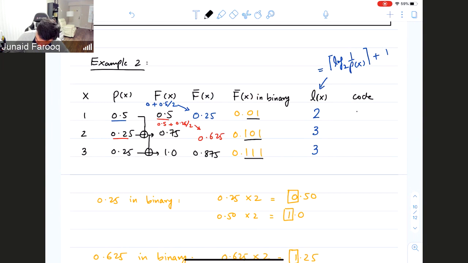So we just pick the two digits, which is 0, 1, 101, and 111. So that's the Shannon-Fano coding.